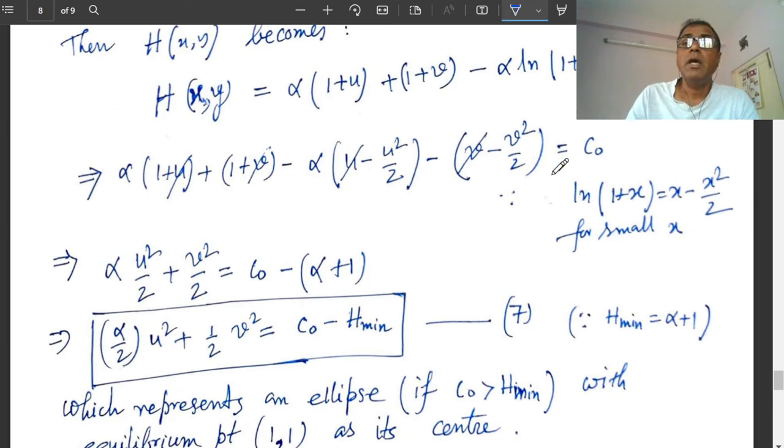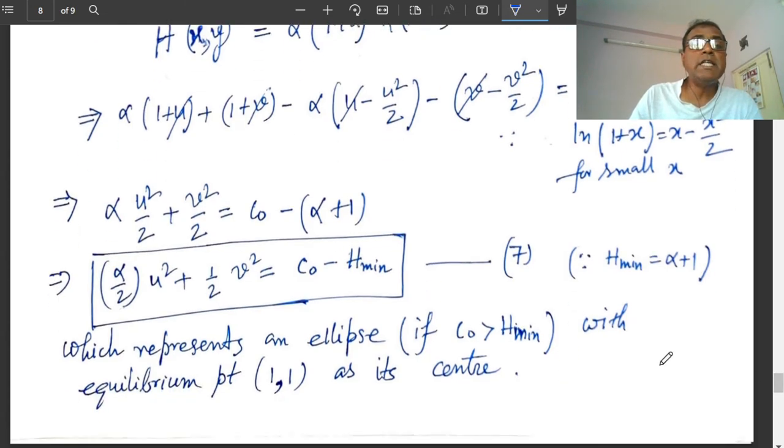Taylor's series expansion for this, after conversion, two terms due to small x. So here ln(1+u) we put u minus u squared by 2, and ln(1+v) we put v minus v squared by 2. After simplification, you get this. So this c0 is constant, and h means alpha plus 1, this parameter alpha.